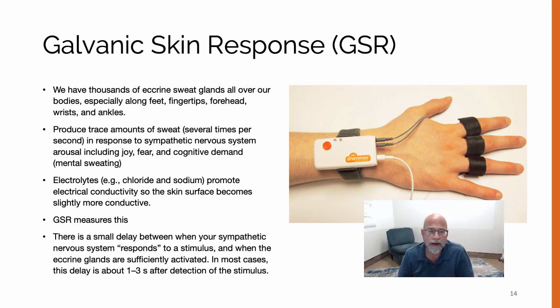So if we're aroused, if we're joyful, if we're fearful, or under high cognitive demand, what we call mental sweating, people will have a little bit more sweat on their palms, for example, or on their fingers. With that sweat come electrolytes, right? Chloride and sodium and things like that. That increases our electrical conductivity, so the skin surface becomes a bit more conductive. GSR, galvanic skin response, measures this.